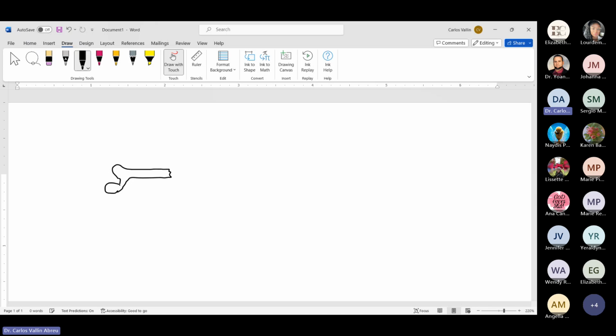Is not an intracapsular fracture. Okay, it is a shaft fracture. Then you have this phenomenon.